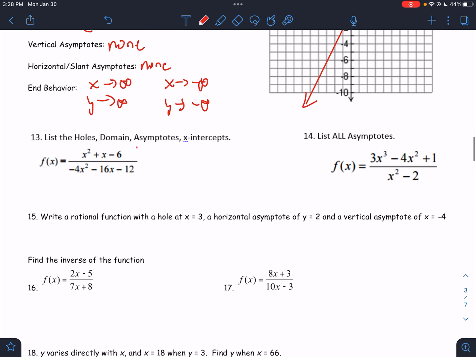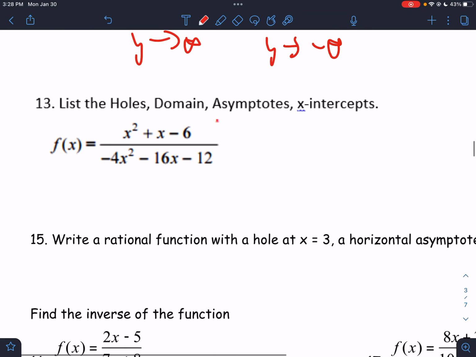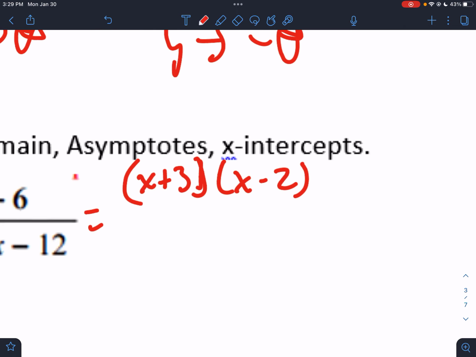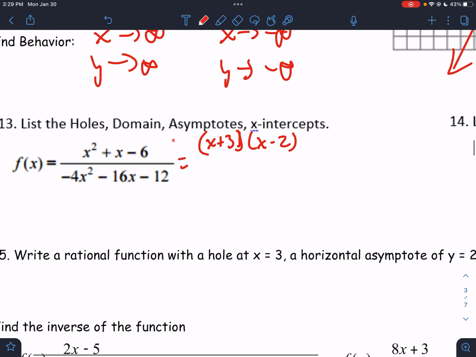All right, list the holes, domains, asymptotes, x-intercepts. Oh, this is easier. The graphing takes so much time. Basically, we're doing everything but the graphing. So we're going to factor the top. That's going to be plus 3 and minus 2. Hopefully, we're good at that. This was made in Word. You see those squiggles? And I recognize those squiggles. All right, so we have plus 3 minus 2 on top.